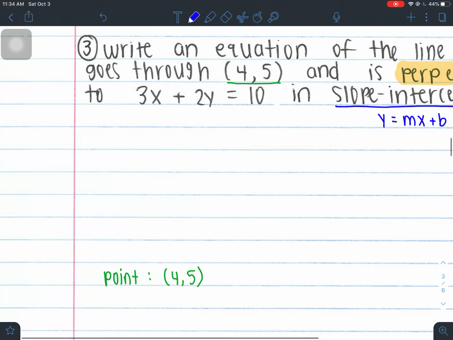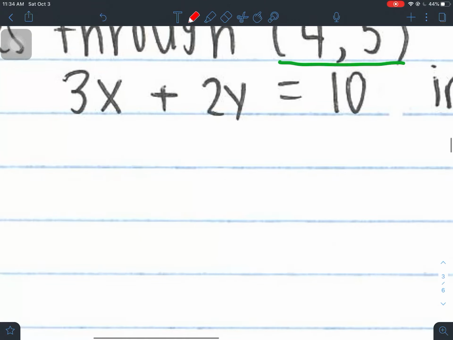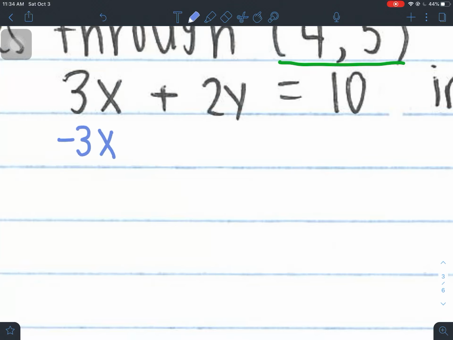Now, I know the point that I have to use. I don't know the slope yet, so let's look at this equation. Do I know the slope of this equation? I do not. Y is not by itself. It's not in slope-intercept form, so I have to get y by itself. And the first thing I'm going to do is subtract 3x from both sides.